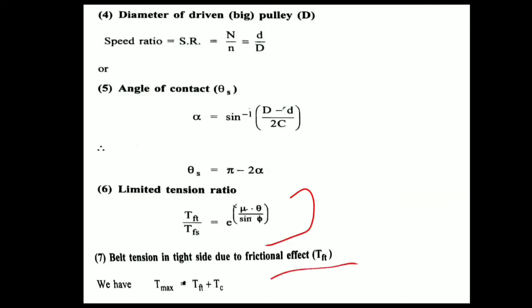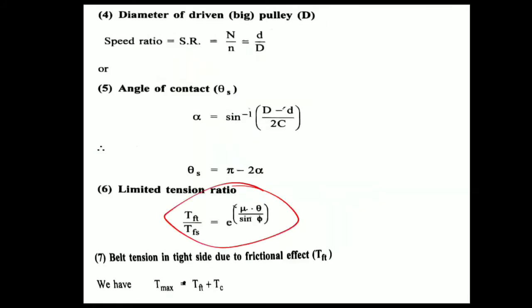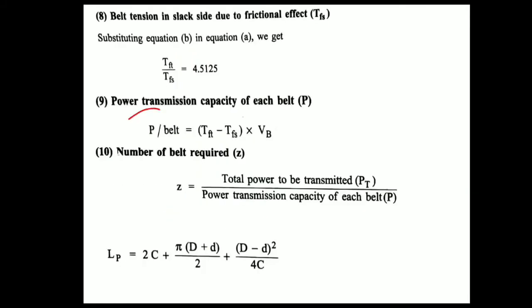Then the belt tension, the total tension, is equal to T1 plus Tc, that we know. The next formula is related to the ratio. They will give you the ratio, and accordingly we need to compare it with e raised to mu theta. Then power transmission P is equal to T1 minus T2 into velocity, that we know.